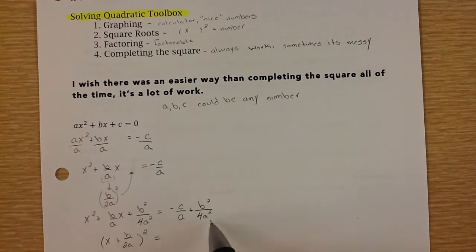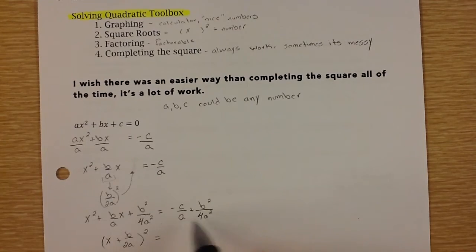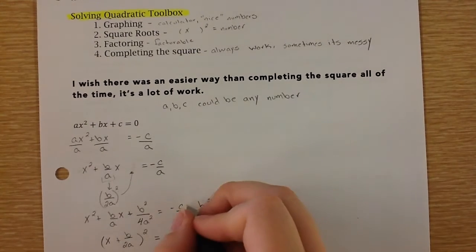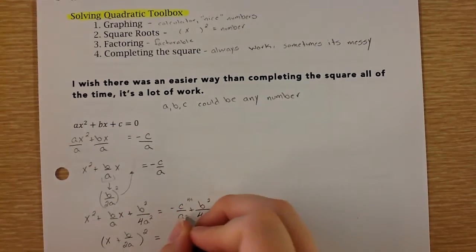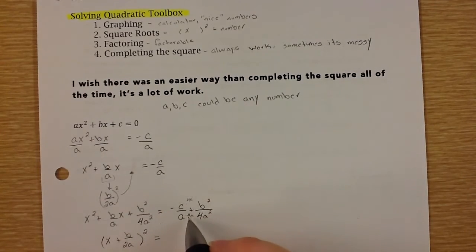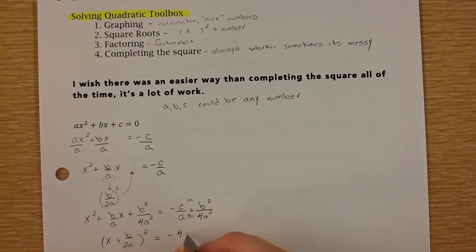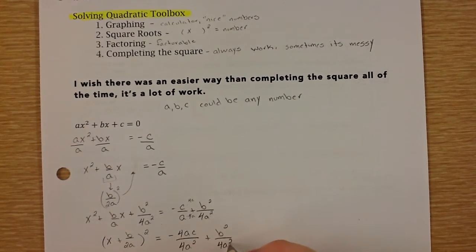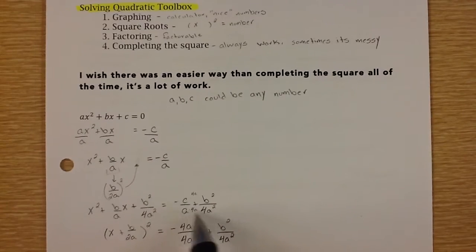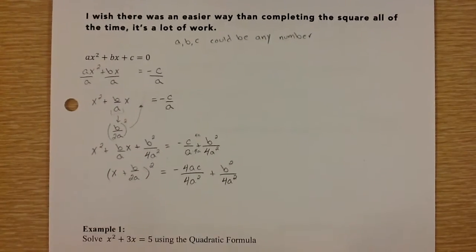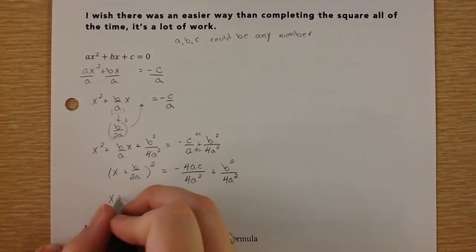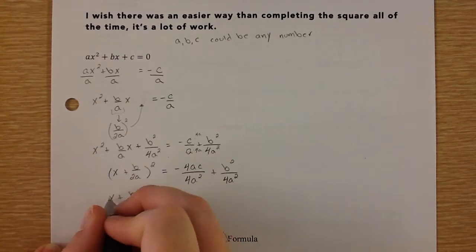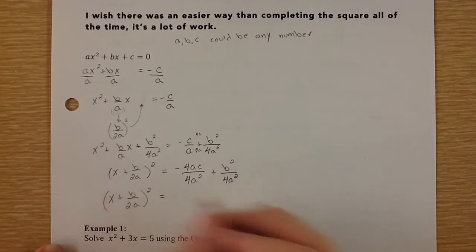Okay, now let's put this fraction together. I need a common denominator here, so I'm going to multiply the numerator and denominator by 4a. So I'll get a denominator of 4a squared, so I'd have negative 4ac all over 4a squared plus b squared over 4a squared. So I just got a common denominator so I could add these two fractions. So I have x plus b over 2a, squared, equals.